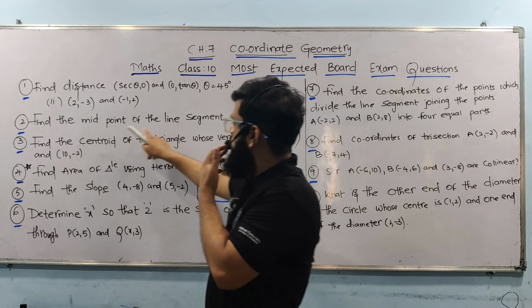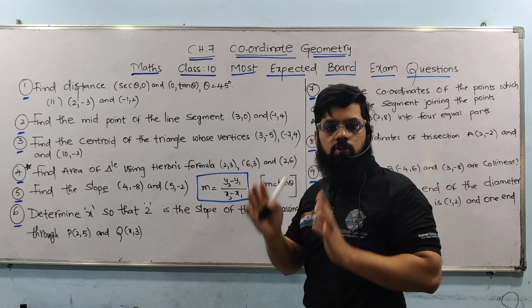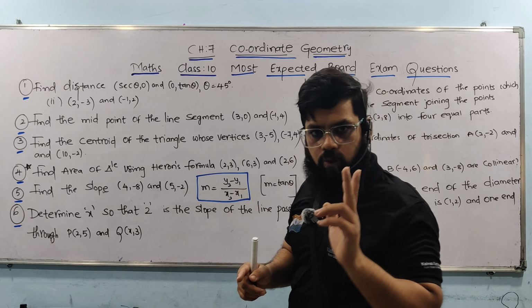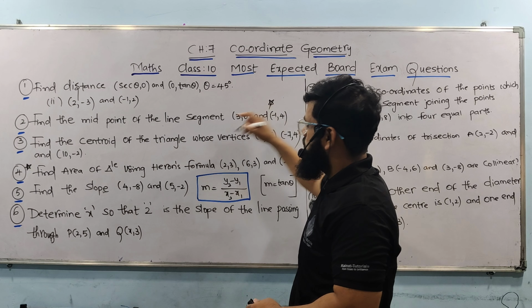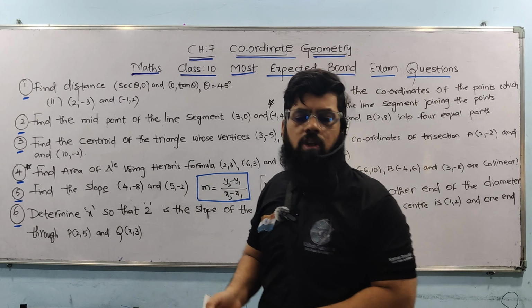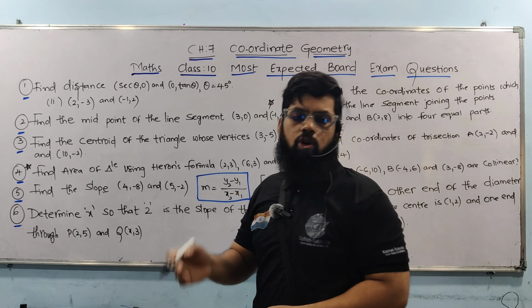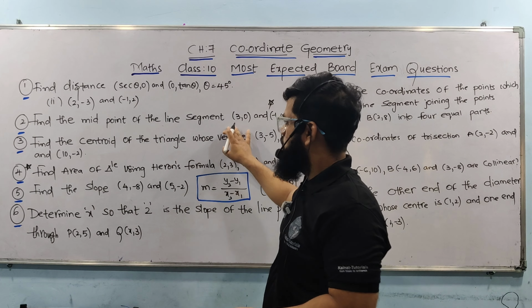Find the midpoint of the line segment. This is one of the most important questions. Maybe you are going to get it for 2 marks, or else in MCQs they are going to ask you, but it is a very important question. Find the midpoint. The midpoint formula is also easy: x1 plus x2 by 2, comma, y1 plus y2 by 2. So that formula you are going to use.